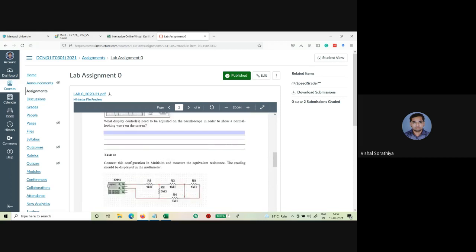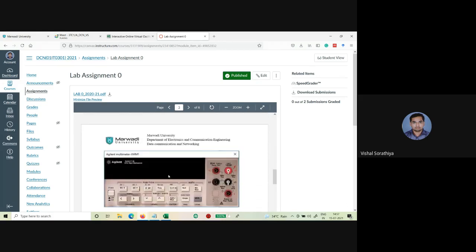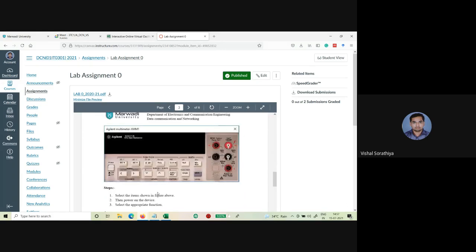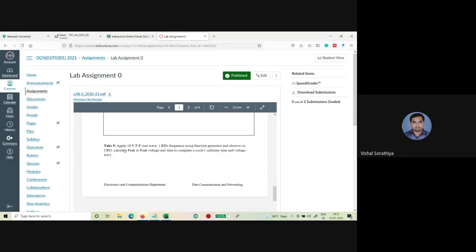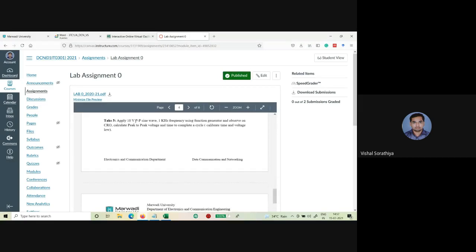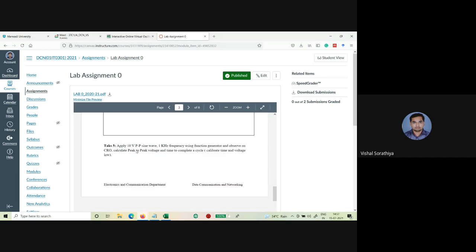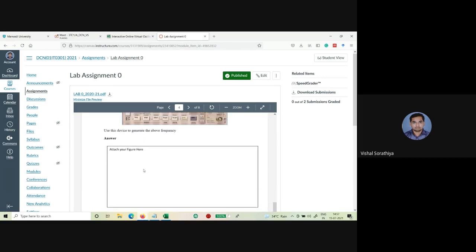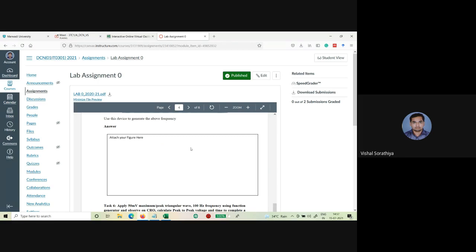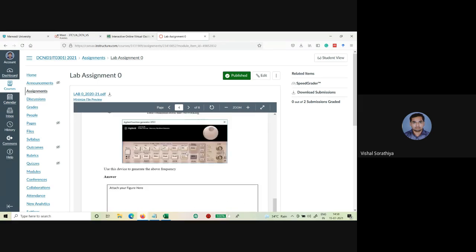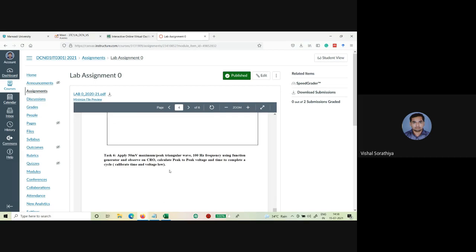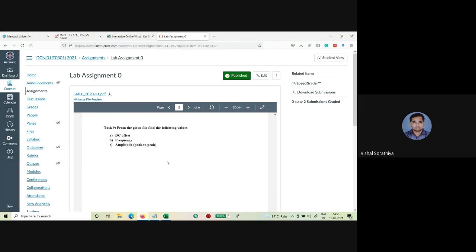Also in task 4, this is the screen of XMM1, which looks like this. What observation you have got over here, you need to paste the diagram in this box. Likewise, you need to apply a 10 volt peak to peak sine wave, 1 kilohertz frequency, from the function generator, observe on CRO and calculate the peak to peak voltage of the complete cycle, and attach whatever components you have used. You can use online Multisim or offline Multisim, and according to that write the answer in all the questions. Just forget about task 9, do the rest of this stuff.